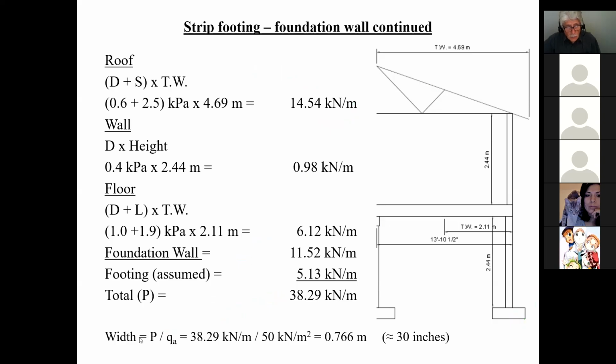So if I take my P over my Q allowable, 38.29 kilonewtons per meter divided by 50 kilonewtons per meter, the width of the footing is about 0.766, which is approximately 30 inches. And guys, I strongly recommend that even if you go down to 24 inches, do not go below 30 inches for the width of a residential footing, okay? Even if your soil pressure allows you to go down to 24, keep it to 30 inches minimum, okay?